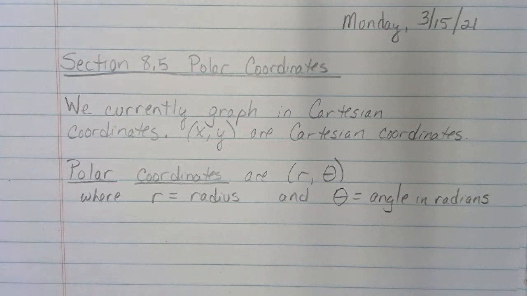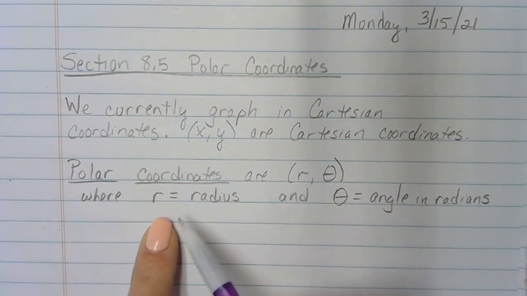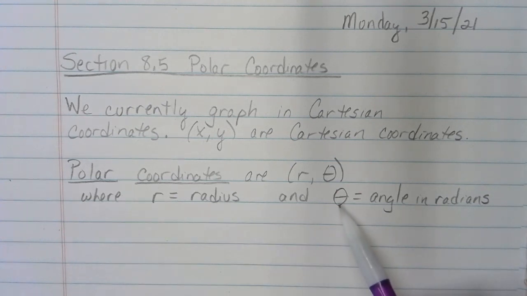It fits in this unit because polar coordinates are (r, theta), where r represents the radius and theta represents the angle in radians. Again, I told you we're really hitting radians hard. Most of the things we're going to do now will be radians instead of degrees. So with polar coordinates, all we're going to do in this class is introduce you to the idea that they exist and that we can convert from Cartesian coordinates to polar coordinates and vice versa.